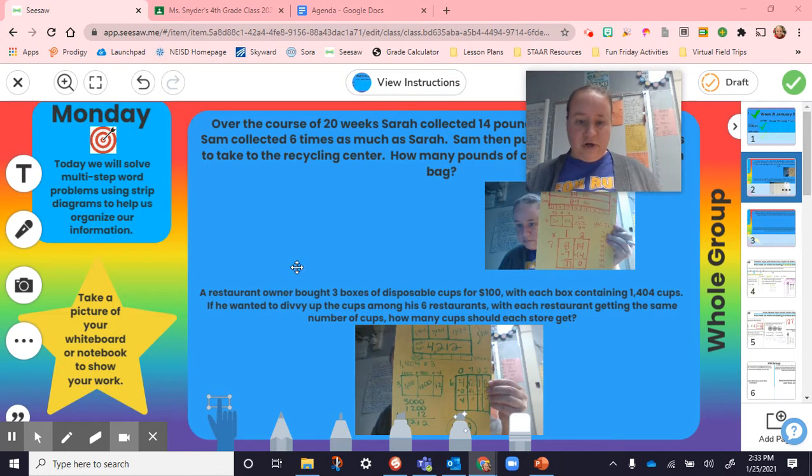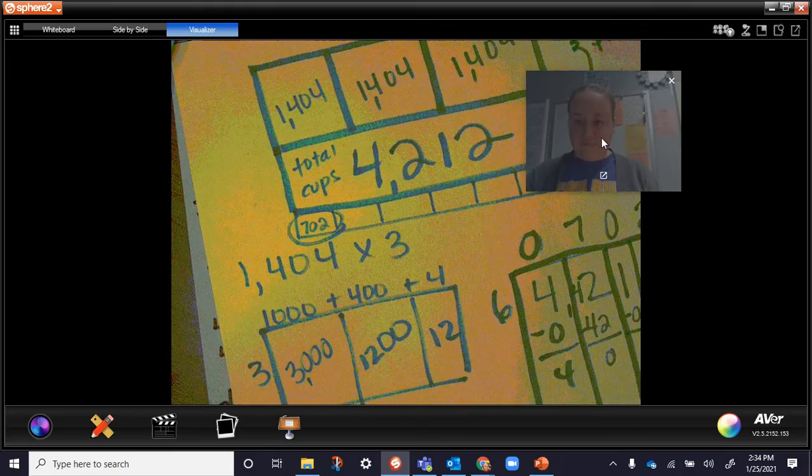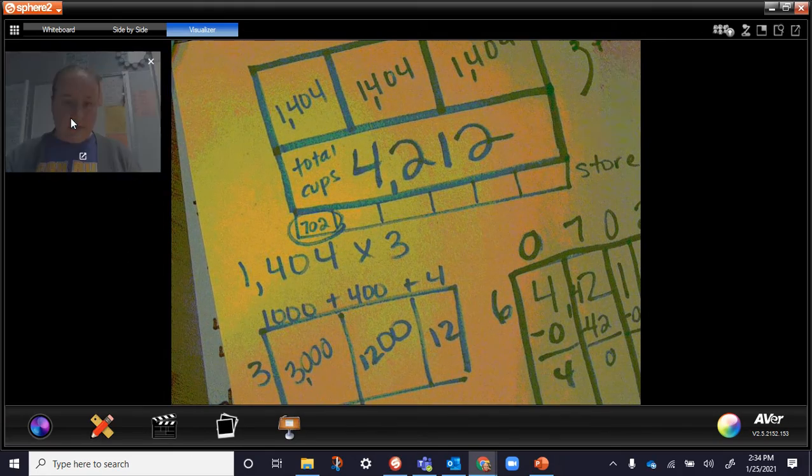On the bottom, it says a restaurant owner bought 3 boxes of disposable cups for $100, with each box containing 1,404 cups. If he wanted to divvy up the cups among his 6 restaurants, with each restaurant getting the same number of cups, how many cups should each store get? Well, again, let's go back over here.